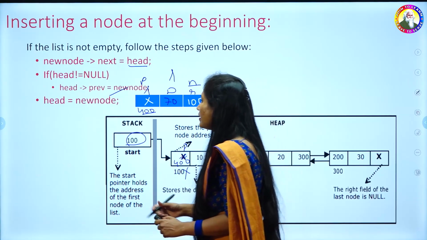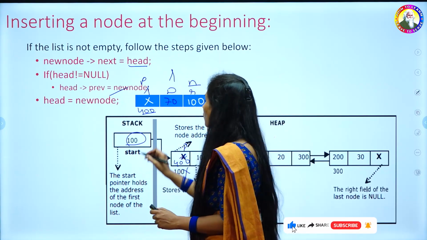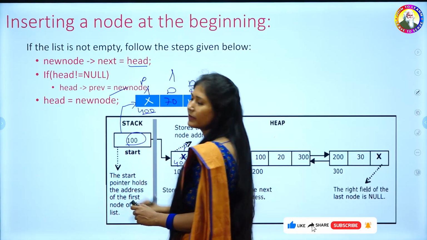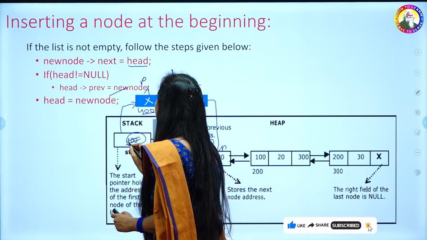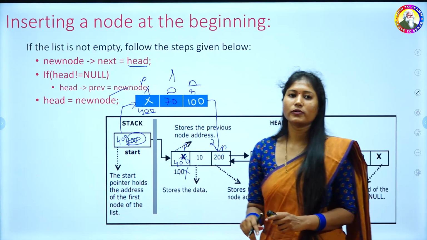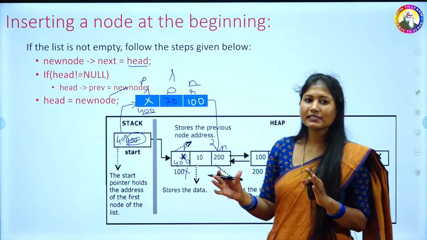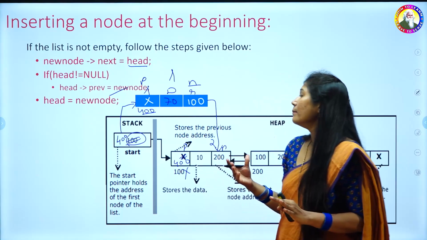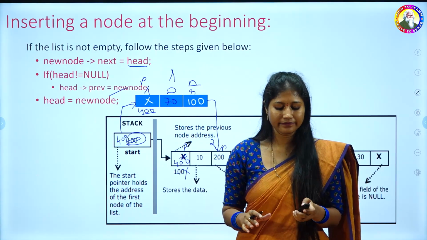Done. Head equal to new node. Now, this should point to the first element. Yes or no? So, this one will be changed to 400. Head equal to new node. Our task is completed. That is, inserting a node at the beginning is completed with this one.